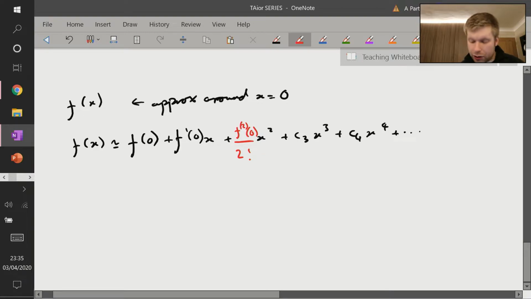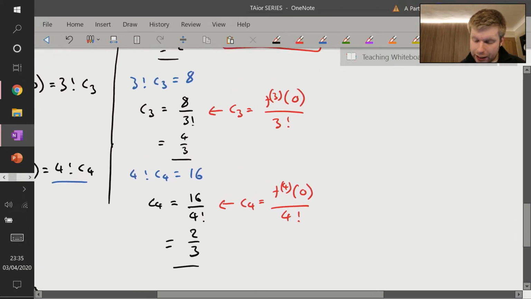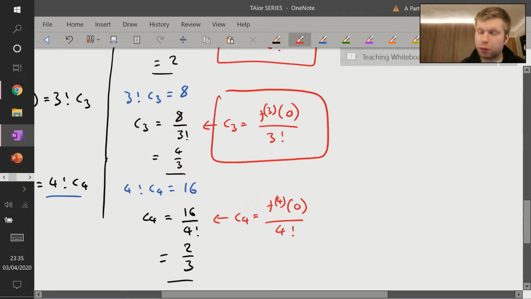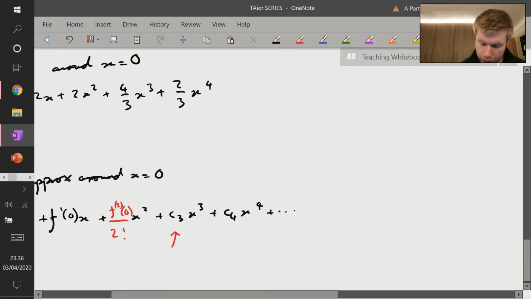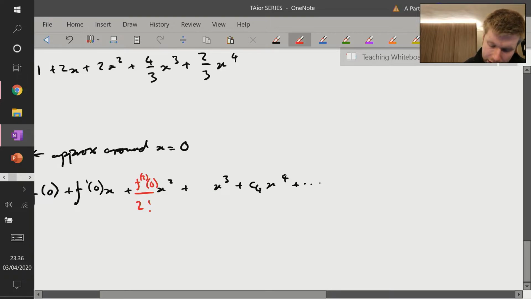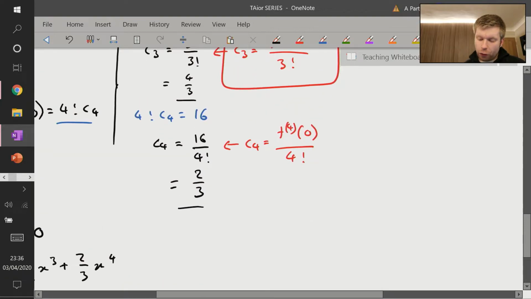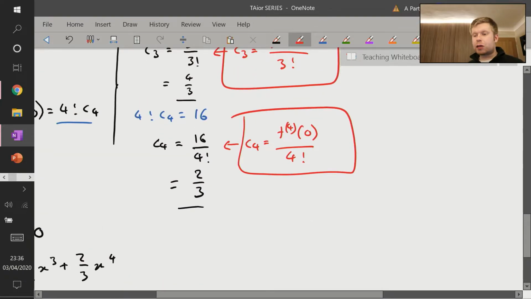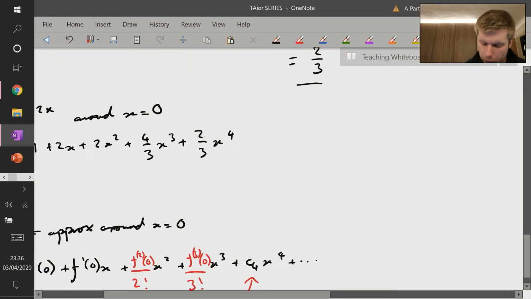Then how did I work out c3? I took the third derivative of my true function, stuck in x equals 0, and then divided by 3 factorial. So c3 is equal to the third derivative of my function at x equals 0, divided by 3 factorial. How do I work out c4? Hopefully you can see the pattern here. This is just going to be the fourth derivative of my function, stick in x equals 0, then divide by 4 factorial.